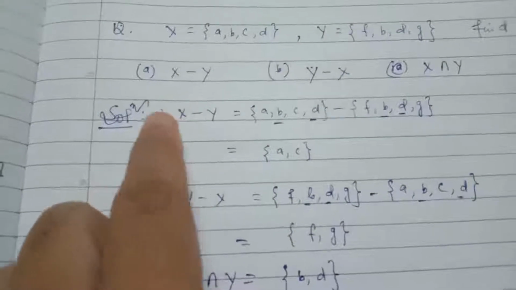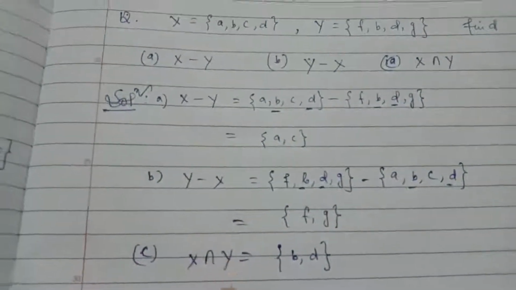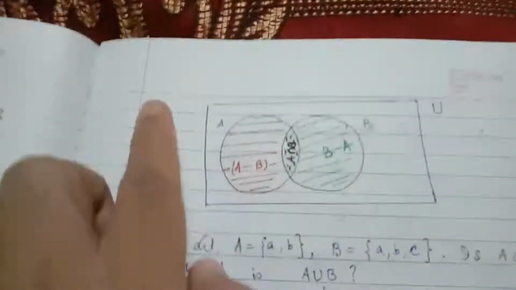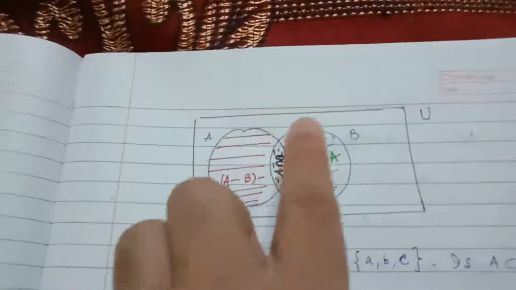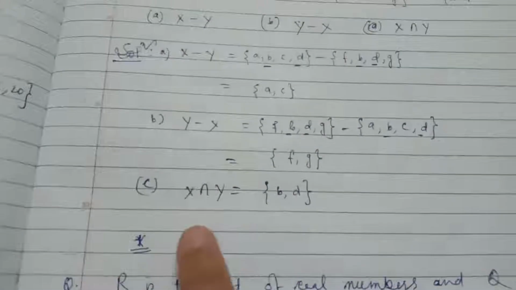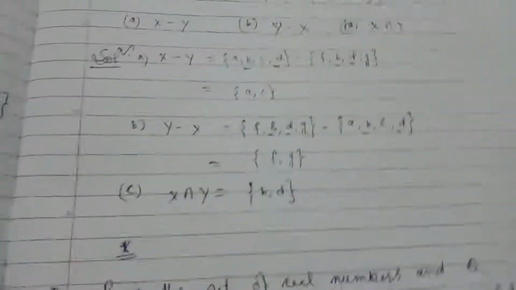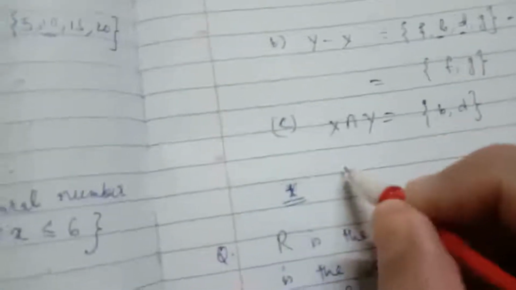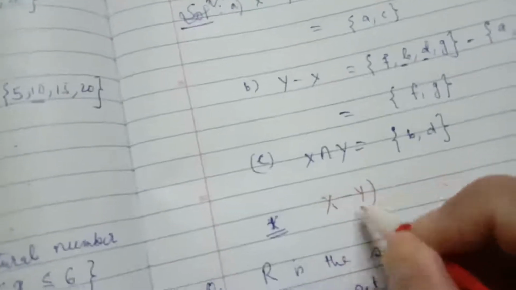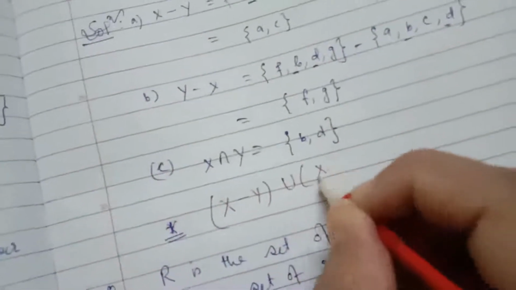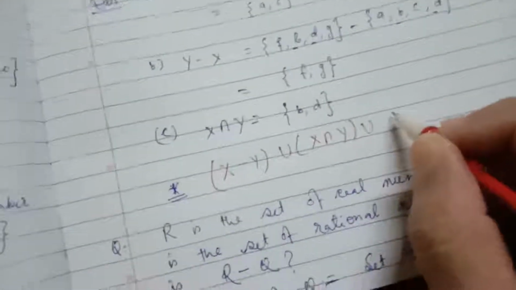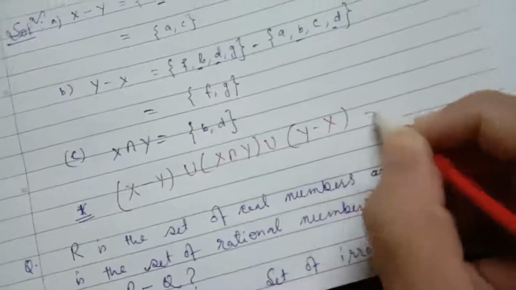And what is their union? Union of these three sets is A union B. So here the answer will be X union Y. Union of these three sets will be equal to, let me write, X minus Y union X intersection Y union Y minus X is equal to X union Y. And these three are also disjoint sets. Nothing is common in these three sets.